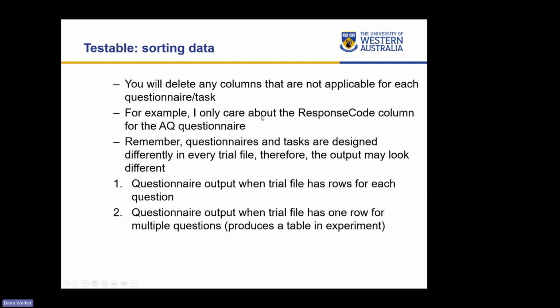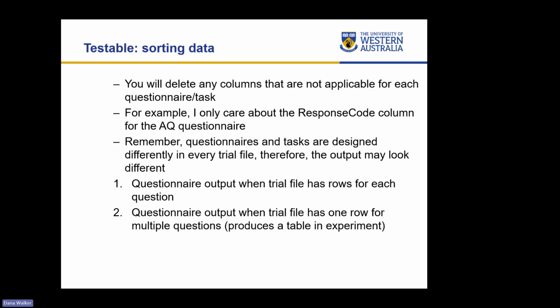So you might care about the response code column in the AQ questionnaire because obviously there's no correct or incorrect answer in a questionnaire, but instead I'm interested in what they put as their response, right? Questionnaires and tasks are designed differently in every experiment. Okay, so what you saw as my output for my questionnaire is specific to my questionnaire. For example, in Kate's 3-3-10 experiment, the questionnaires are set up very differently to how I set them up in my study. What that means is the output will look very different.